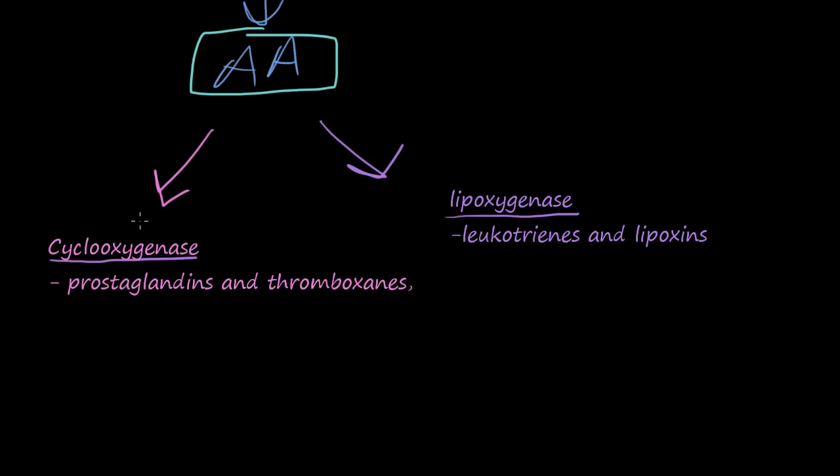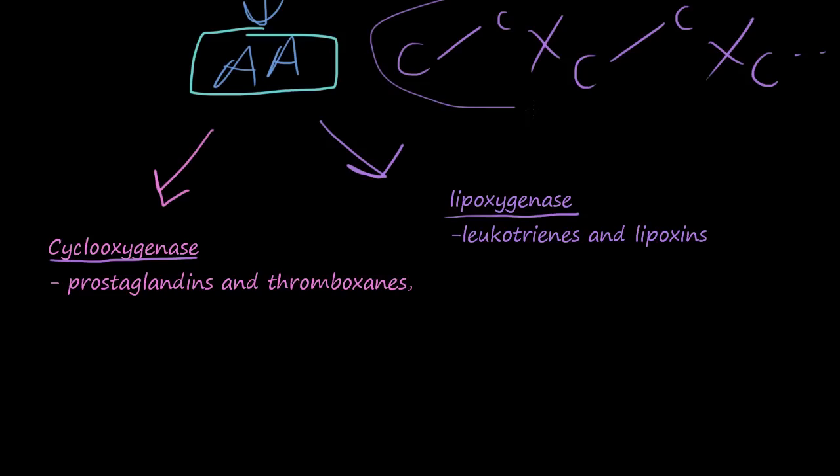So, if the body needs prostaglandins or thromboxanes, then cyclooxygenase, this enzyme, will start chewing up arachidonic acid. Let me just draw this here, and so on. It will start chewing up these tails into certain parts, depending on how many carbons it needs to make prostaglandins, maybe this is a 3 carbon, and maybe this is a 4 carbon. It will chew up these arachidonic acid fatty tails into prostaglandins and thromboxanes.